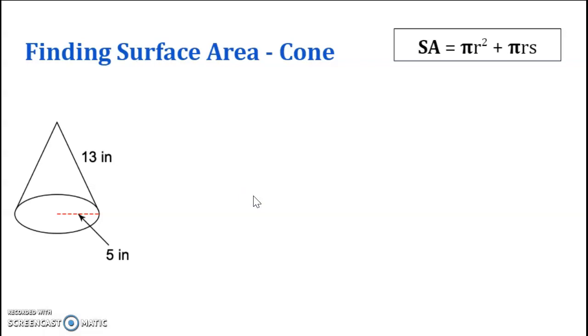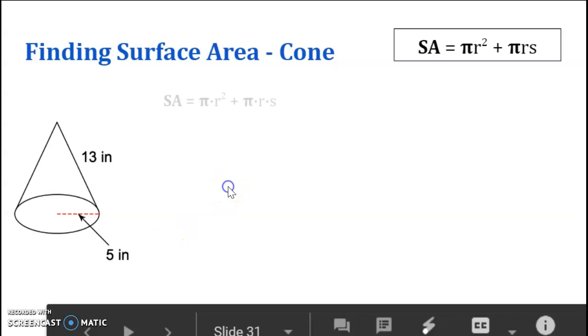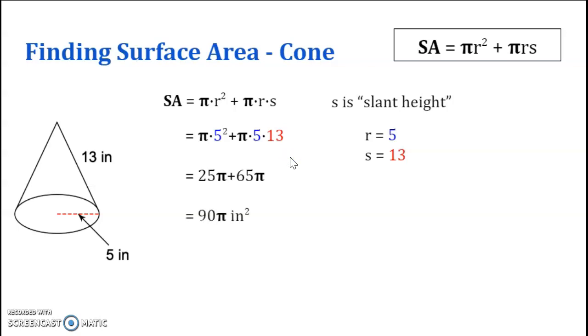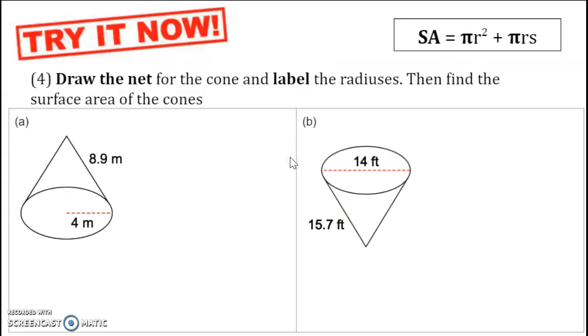Okay, so now that we understand how we got the formula, we can just plug in the values that we have. The slant height s is 13 inches, and r is 5. Plug that in, and you get 25 pi plus 65 pi, and you get 90 pi inches squared as your surface area. Okay, I want you to try this yourself, and I'll show you the answers in a minute.